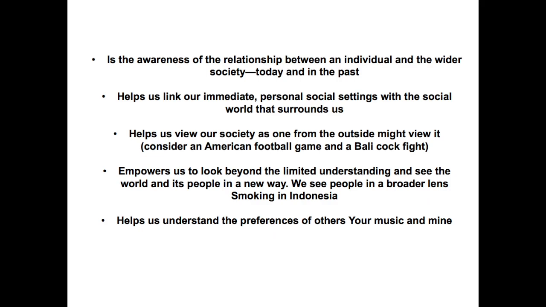You see, society helps us to say, we understand the background of the two people. The Americans and the Indonesians saw the practice of a cockfight or a football game differently. It empowers us to look beyond a limited understanding to see the world and people in a new way.